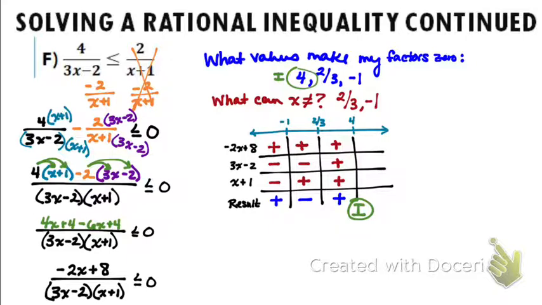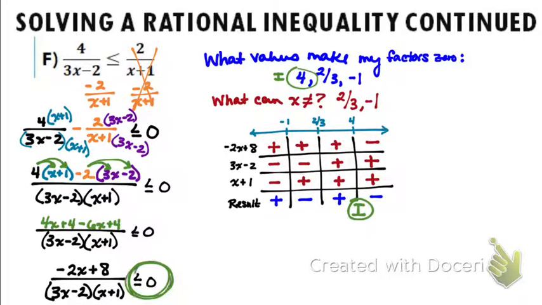Test a value bigger than 4? 5. -2 times 5 plus 8 is negative. 3 times 5 minus 2 is positive. And 5 plus 1 is positive. Overall result? Negative. Did we want the positives or the negatives?